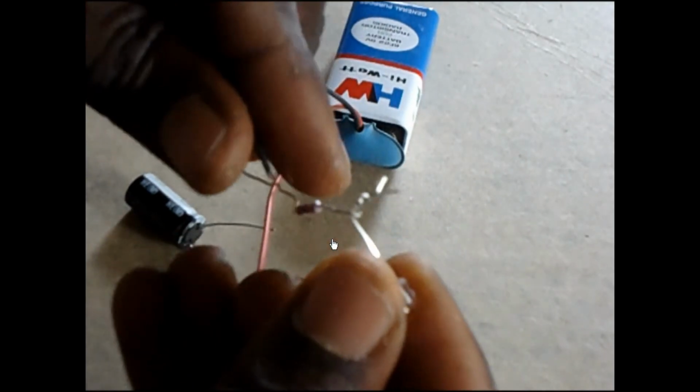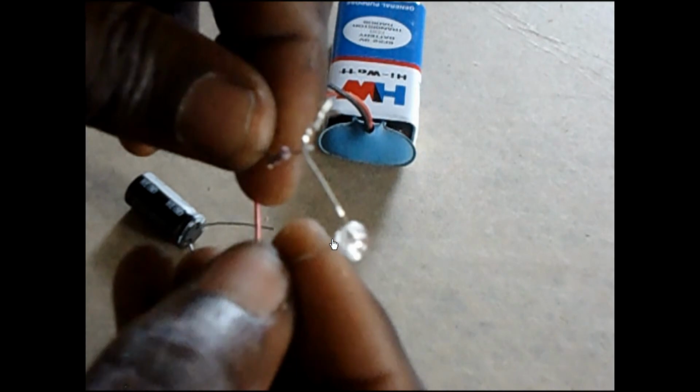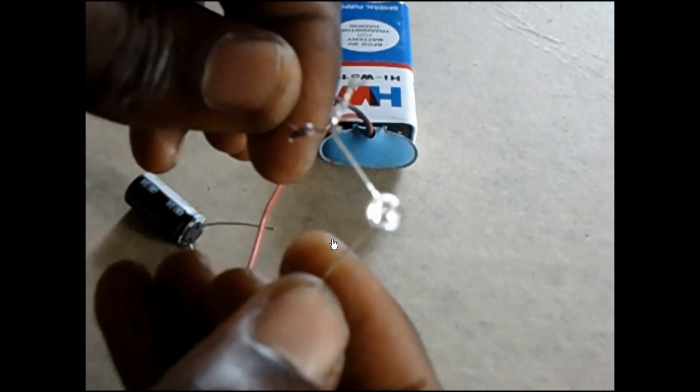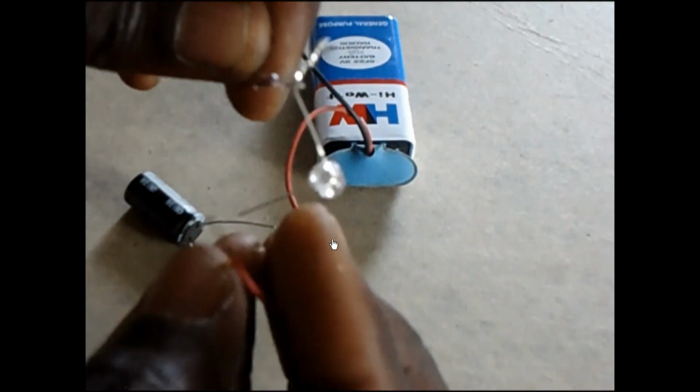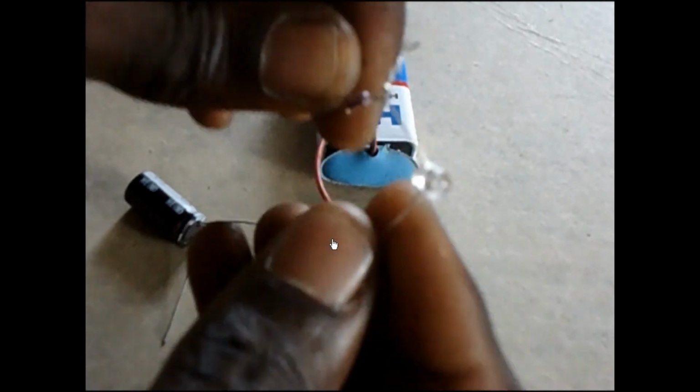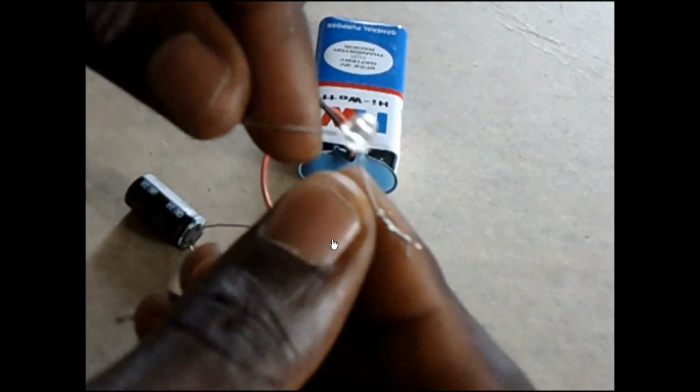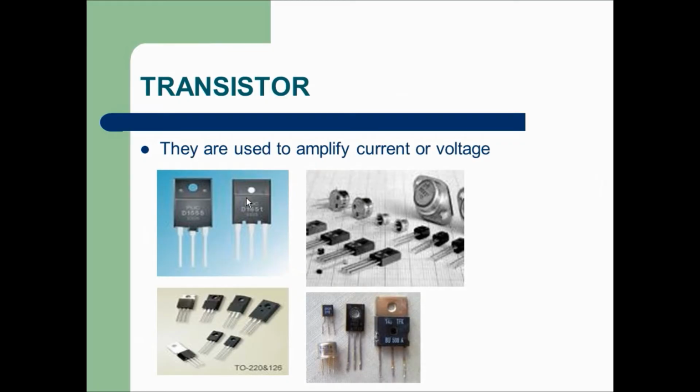The LED is still working, and it actually works in one direction. If you turn it the other way around, it doesn't come on. So you take note of that when building circuits. LED works in just one direction.